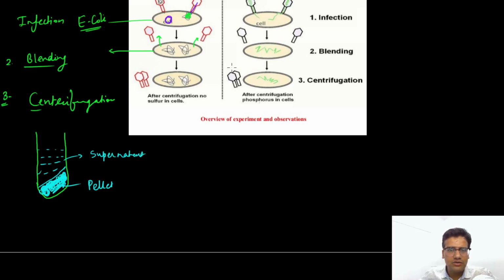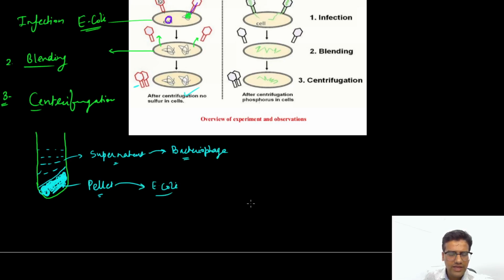So in this particular experiment, the supernatant is the part with the light density, and the pellet is the part with higher density. The higher density will be for the E. coli cell, and the bacteriophage parts are of course with less density. So the supernatant basically represents the bacteriophage part now, the bacteriophage part without DNA, and the pellet part basically represents the E. coli cell.